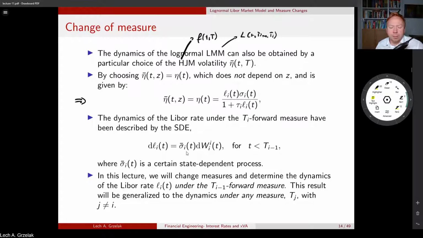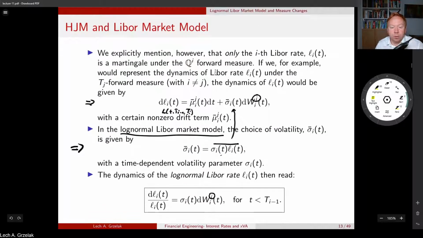And here is again the dynamics of the Libor market model with this generic case sigma bar, without specification, with this lognormal. What we are going to do in the next step, we are going to change our measure. So we will switch from measure I to measure J, that will be the generic case. And then we will find out what this drift term actually is, depending on a measure transformation.